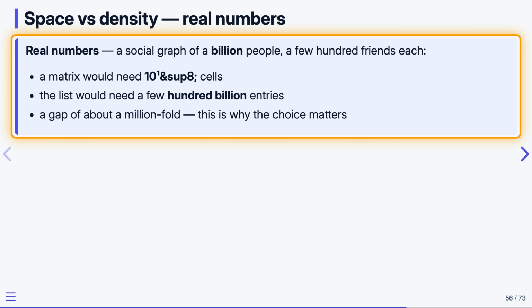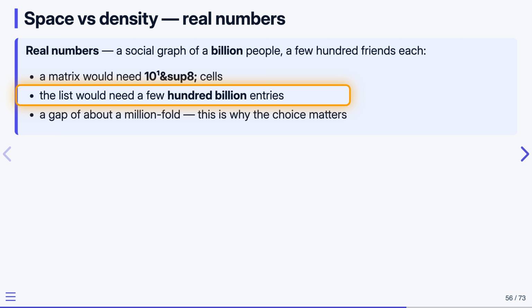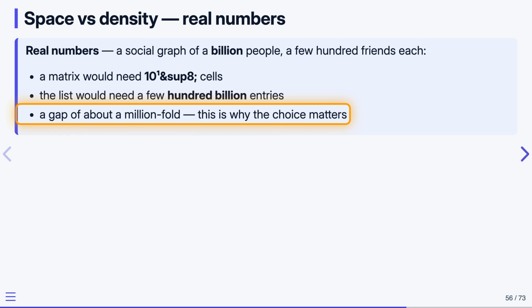Real numbers make it clear. Take a social graph of 1 billion people, each with a few hundred friends. A matrix would need 10 to the 18 cells. The list would need a few hundred billion entries. That is a gap of about 1 millionfold. This is why the choice matters, and why it is not a matter of taste.